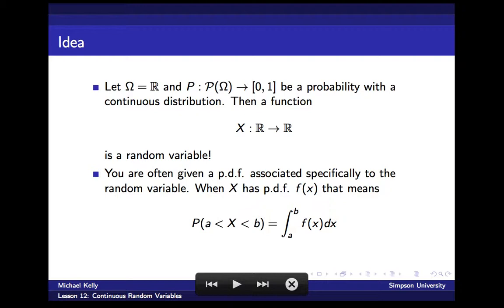But we use capital X to represent the random variable, and little f of x is going to be the p.d.f of the random variable. And whenever we say f is the p.d.f, that means that the probability that the random variable x is between a and b is the integral from a to b of f of x dx.